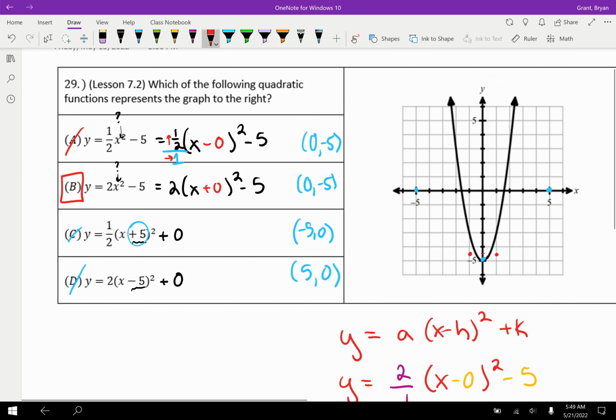Again, I think it's a little bit faster just to write the equation and then see which one it matches, but if you wanted, you could go through each equation the way that I did, find which vertex matches up, and then go from there.